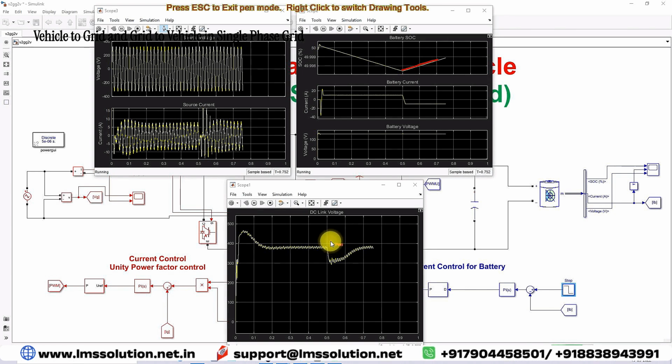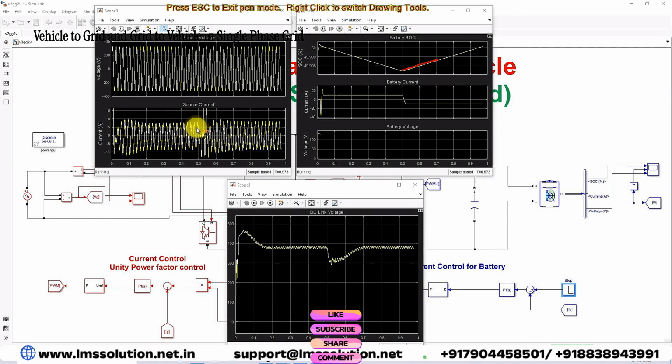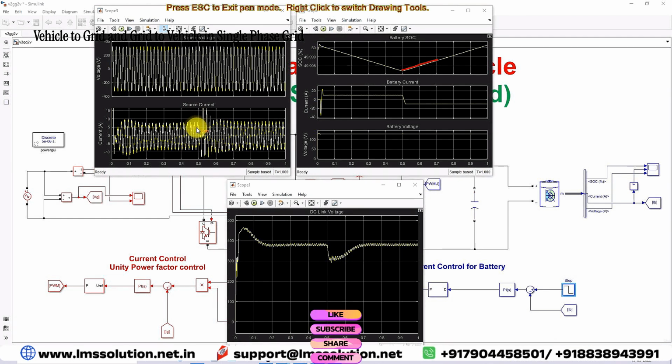During that change of reference current from 10 to minus 10, the DC voltage has an undershoot for 0.1 second. After that, it reaches the reference voltage of 380 volt. Here you can see that during the change of current reference from 10 to minus 10, there is some deviation, that means a transition in the current. After 2 or 3 cycles, it goes to the normal condition. During the time 0 to 0.5, when the reference current is 10, it acts as the vehicle to grid concept. When the reference current is minus 10, it acts as the grid to vehicle concept.